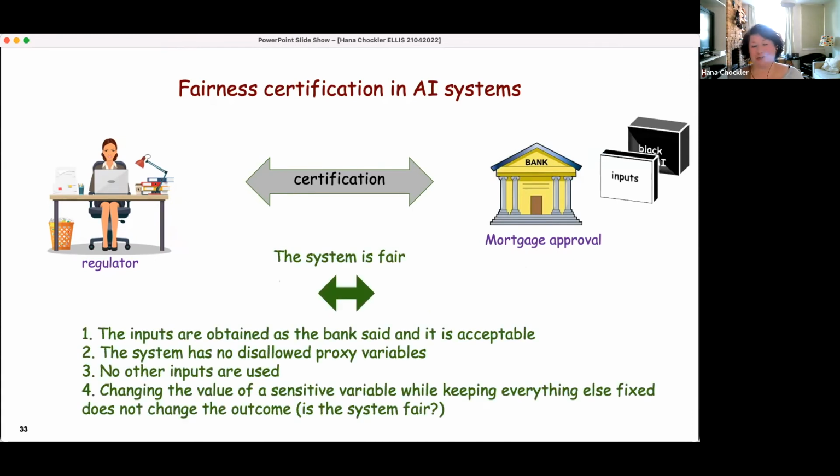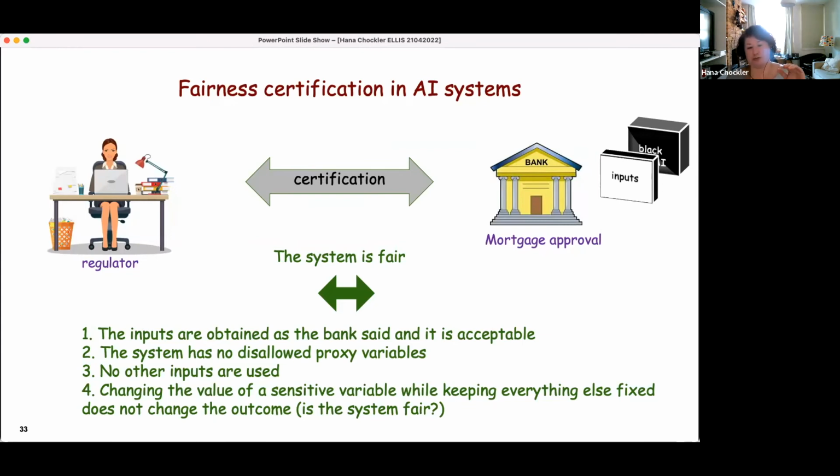Then we will say that the system is fair if the following criteria hold. First of all, the inputs are obtained as the bank said, in an acceptable way, and they are reasonable. The system has no disallowed proxy variables. We'll talk about it in a second. No other inputs are used. So we looked at the inputs, they are white box, and we didn't see anything else. And changing the values of sensitive variables while keeping everything else fixed does not change the outcome. Is the system fair?